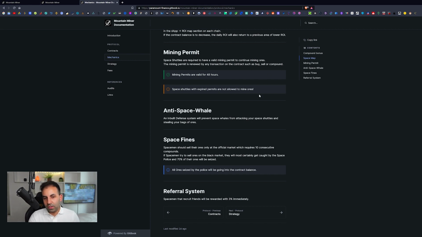Do some kind of compounding. Space shuttles with expired permits are not allowed to mine ores. Again, guys, people who forget about this project or neglect this project are going to help fund the people who are compounding and then withdrawing on the 11th time, right? They are withdrawing after their 10 consecutive compounds.